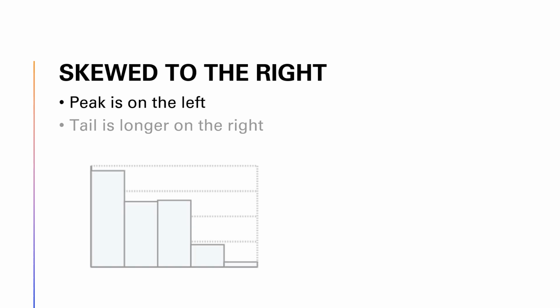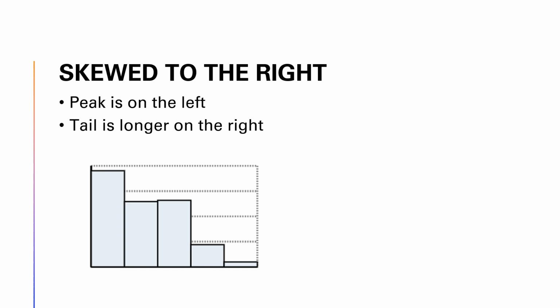Our next distribution that we're going to be looking at is called skewed to the right. Now, this one, the name is somewhat misleading and maybe counterintuitive to what you might think skewed to the right looks like. Whenever a distribution is skewed to the right, the peak is on the left. So we have the peak on the left and the tail is longer on the right.